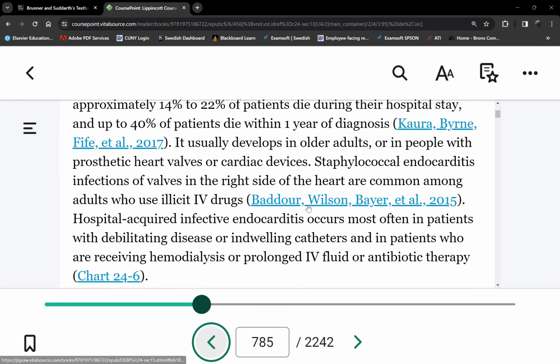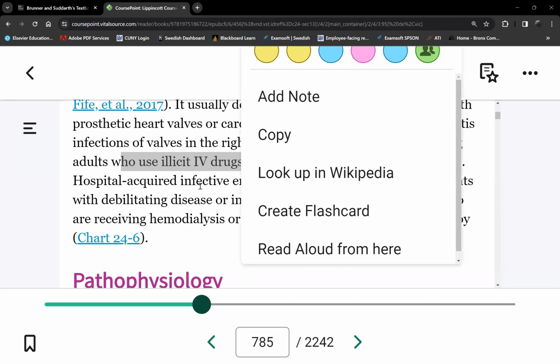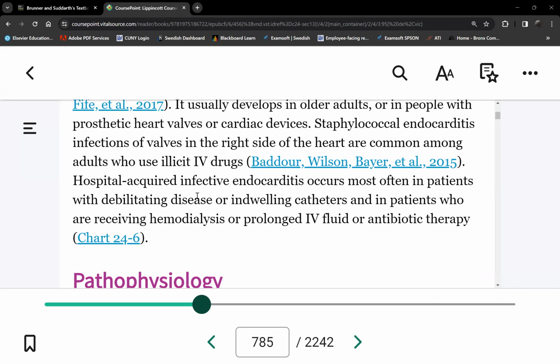So let's name a few here. In this paragraph, they mentioned IV drug users. Why? Okay, they use dirty, infected needles, and there you go. So you're wondering, how did this patient get this blood infection? There's your answer. Okay, they used dirty needles. Who else? Does it have to be a dirty needle or an IV drug user?